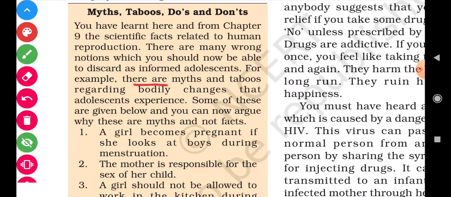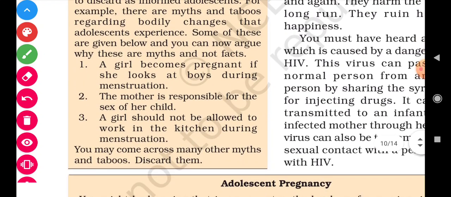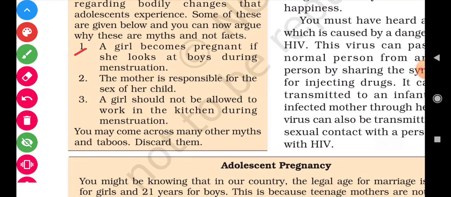For example, there are myths and taboos regarding bodily changes that adolescents experience. Some of these are given below and you can now argue why these are myths and not facts. First, a girl becomes pregnant if she looks at boys during menstruation. This is also one kind of myth. By just looking at some boys, the girls become pregnant. It is a very useless kind of thinking. So this is a kind of myth.